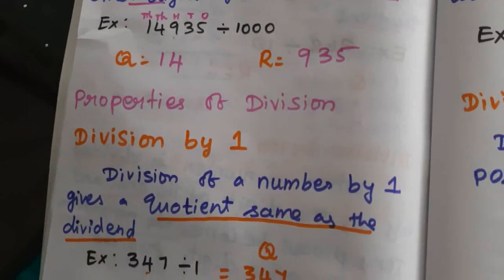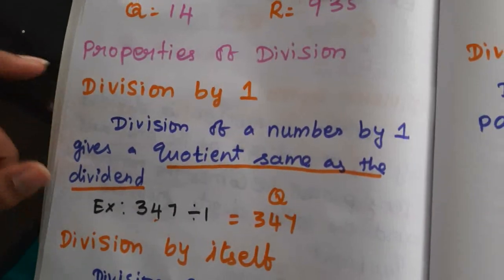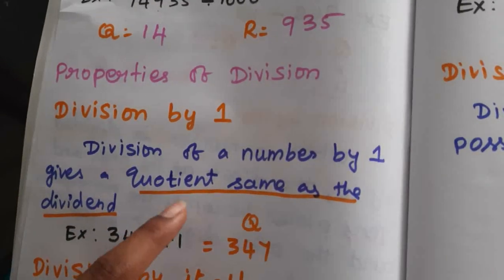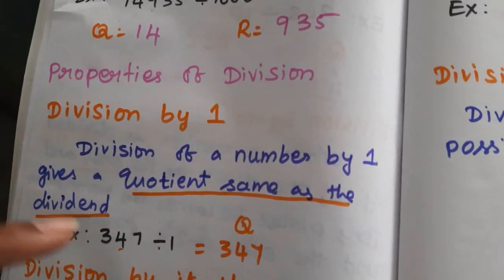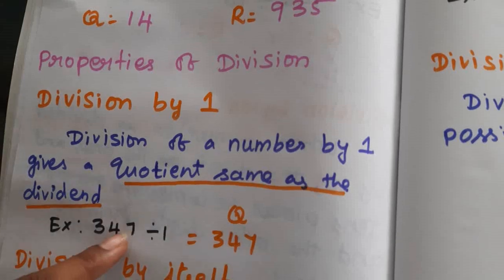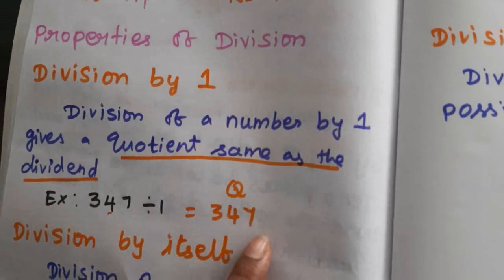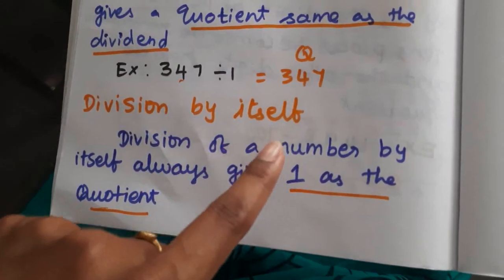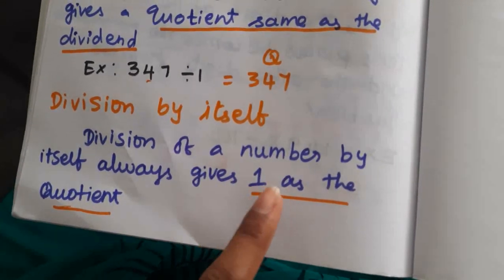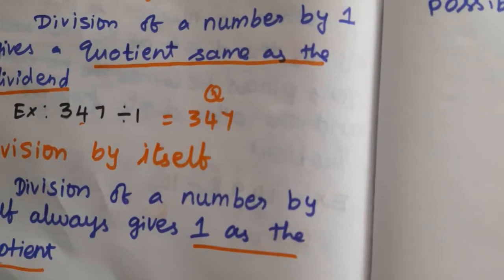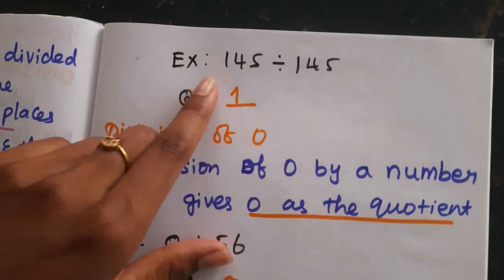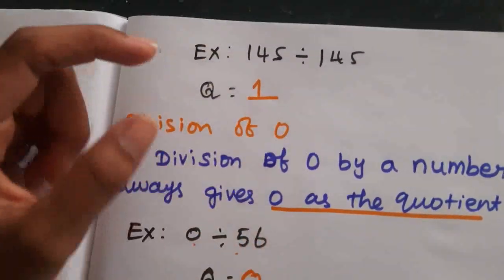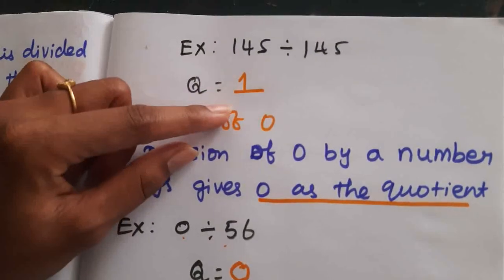Next are the properties of division. The first is division by 1: any number divided by 1, the quotient is the dividend number. Next is division by itself: any number divided by itself, the quotient is 1. See the example: 145 divided by 145, the quotient is 1.